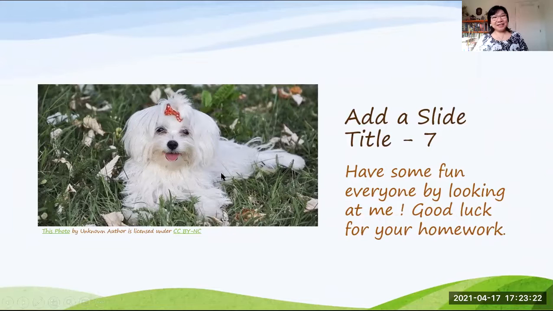He's such an adorable dog. I have a cat, but I love dogs too.